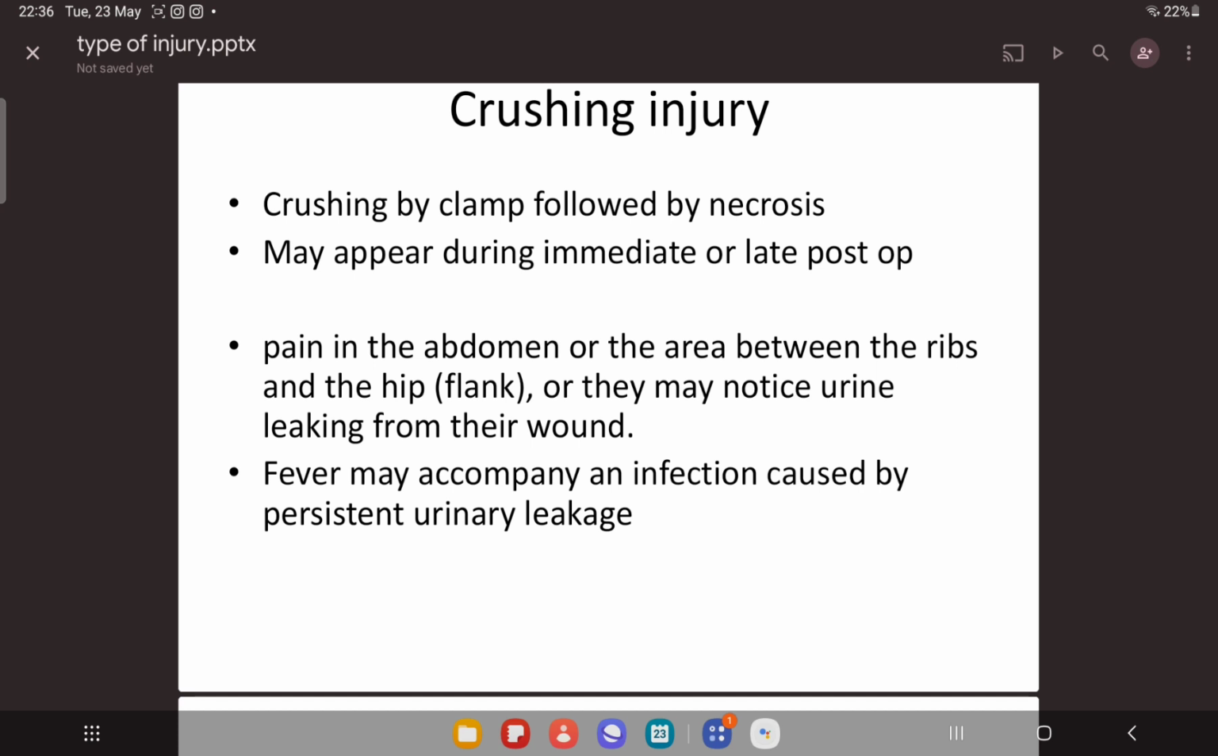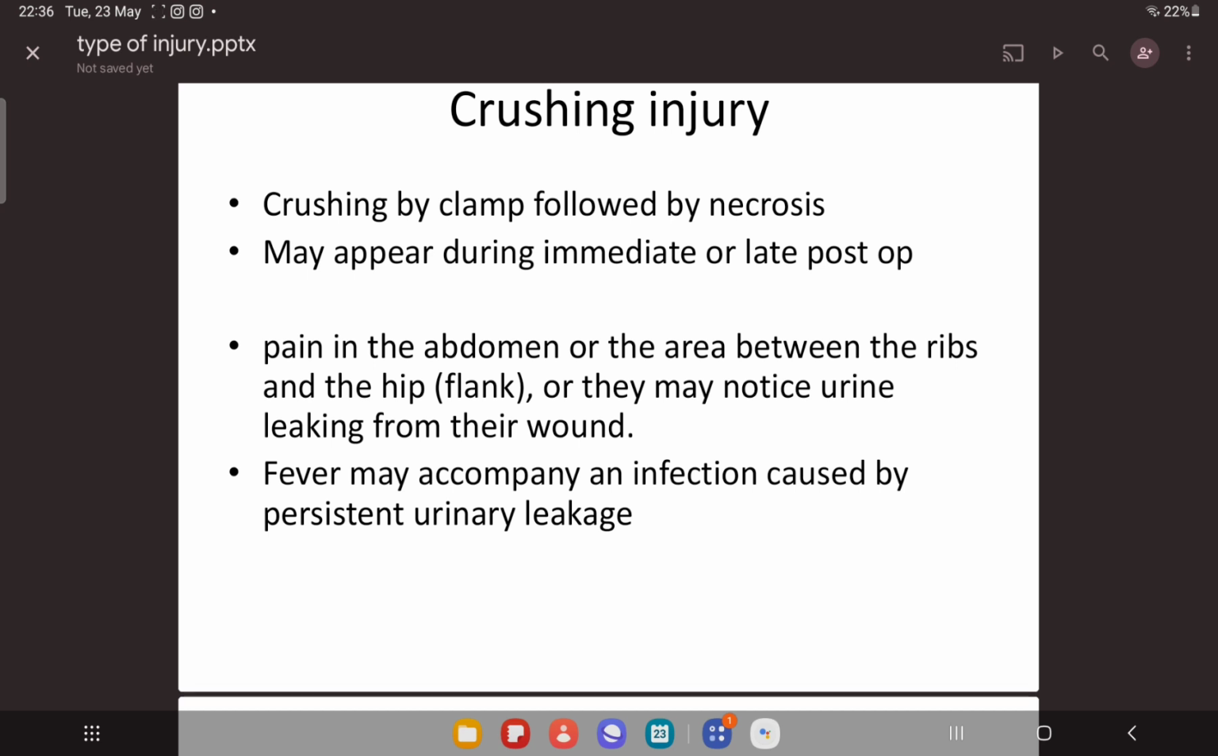Another type of injury is crushing injury, that is caused by accidentally holding or crushing the ureter. So when you are applying a clamp for hysterectomy, when you are crushing the tissues, if you accidentally crush the ureter, necrosis can happen in that part. You can identify that on the table or sometimes in the post-op period. Immediately you may not be able to understand that you have crushed the ureter, and it has started leaking.